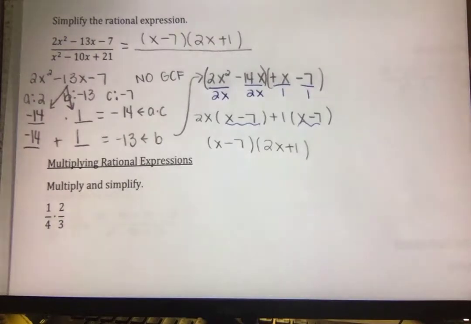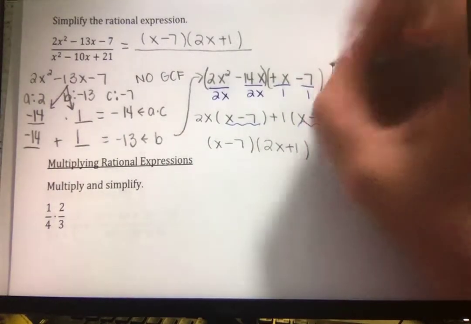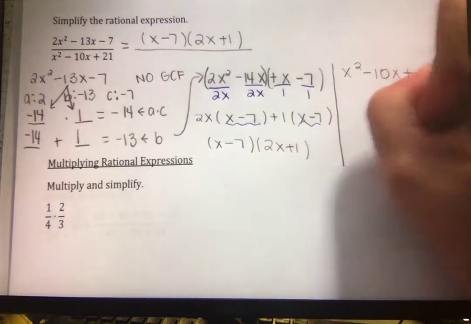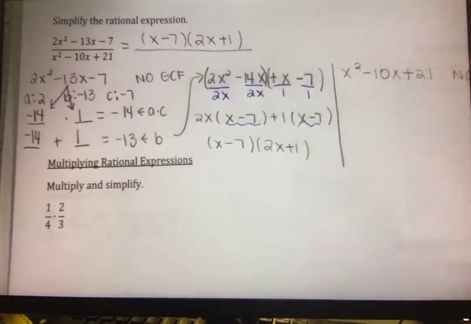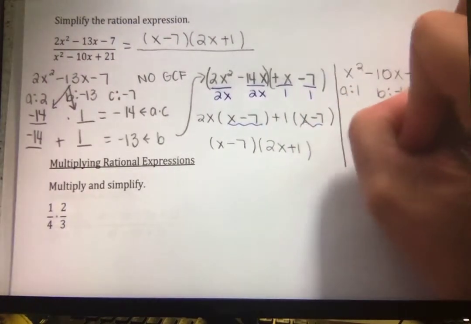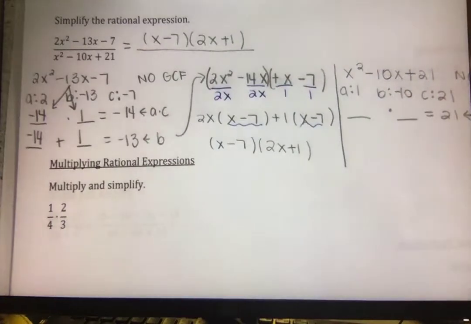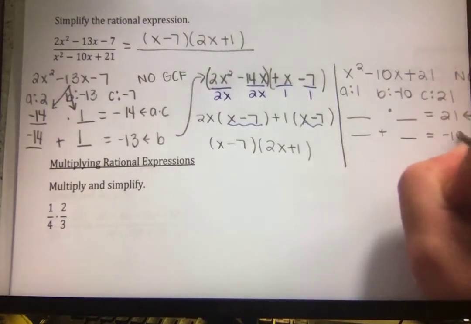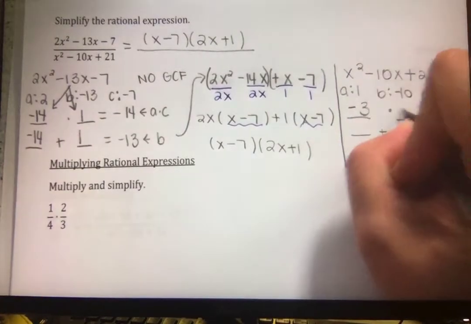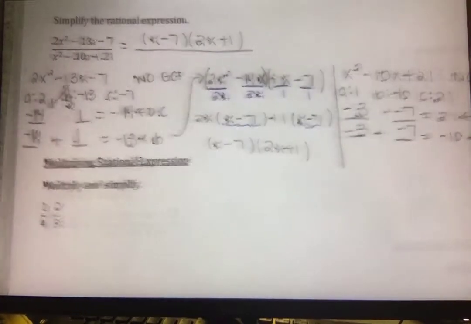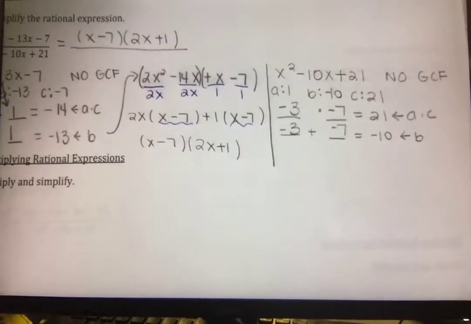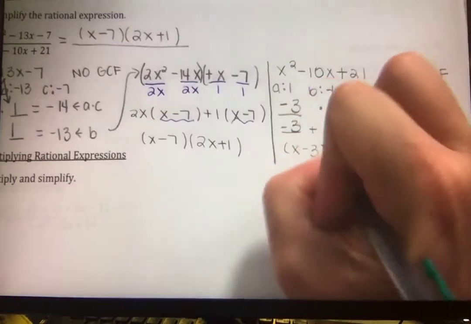Halfway done. I know these are just a little long. So doing the same thing and factoring the bottom now. Factoring x squared minus 10x plus 21. Again, there's no GCF. This one will be a little bit easier though, because A is 1, B is negative 10, C is 21. So two numbers that multiply together to give me A times C, which is 21: 3 and 7. And the same two numbers add together to give me negative 10, which is B. So negative 3 and negative 7. Negative 3 times negative 7 is positive 21. Negative 3 plus negative 7 is negative 10. Because A is 1, I can now go straight to my factors of x minus 3 times x minus 7.